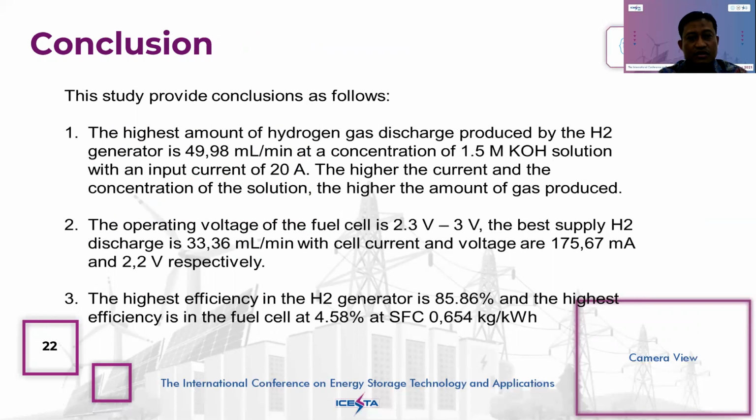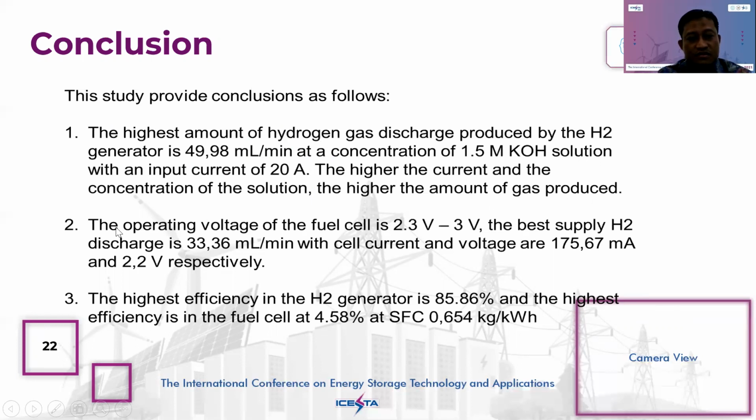And the conclusion of my research: the highest amount of hydrogen gas discharge produced by the hydrogen generator is 40 meter per minute at a concentration of 1.5 molar KOH solution with an input current of 20 ampere. The higher the current and concentration of the solution, the higher the amount of gas production.